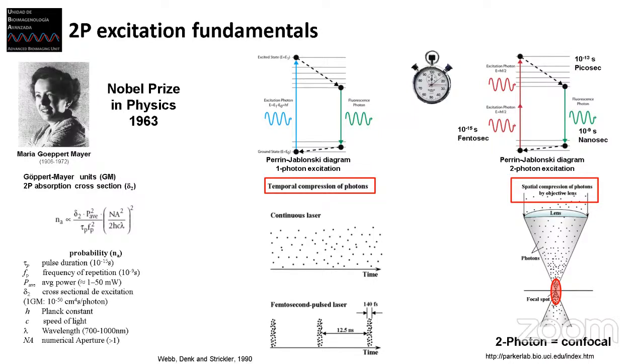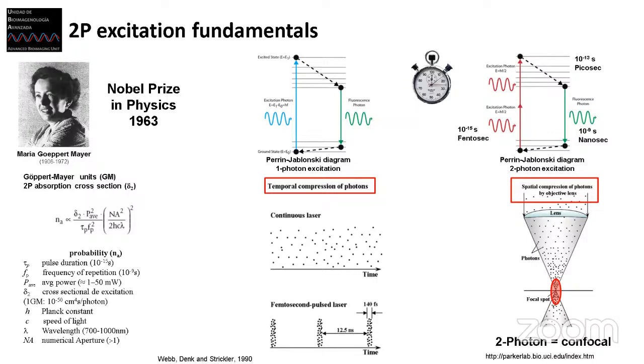So finally, to have two-photon excitation, we need basically to put together in time and put together in space two photons of half of the energy that we use in single photon excitation.